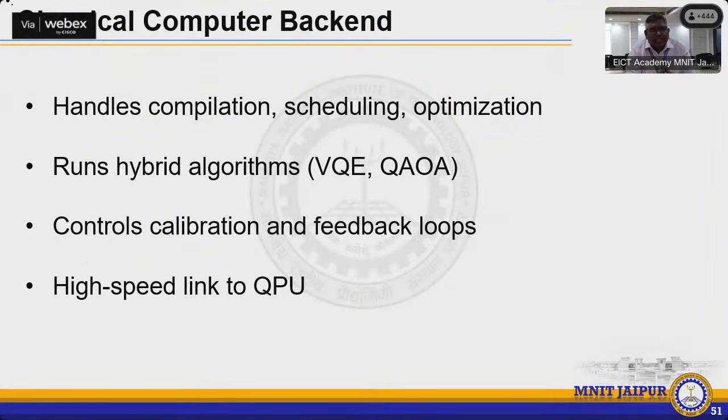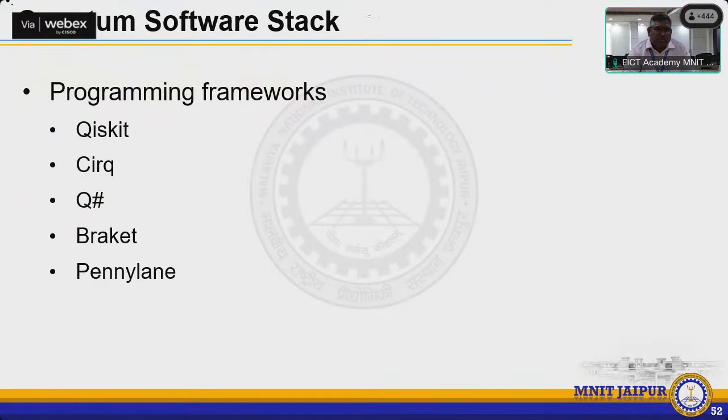And then, of course, the classical computer backend, which can basically be any normal computer that runs as a backend, right? It can run hybrid algorithms like variational quantum eigensolver and QAOA, and control calibration feedback loops. It's a high-speed link to quantum processing units.